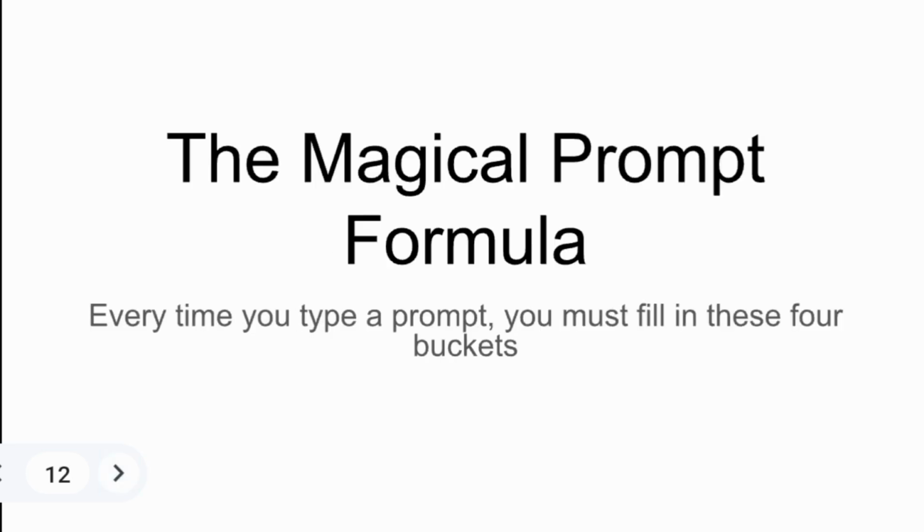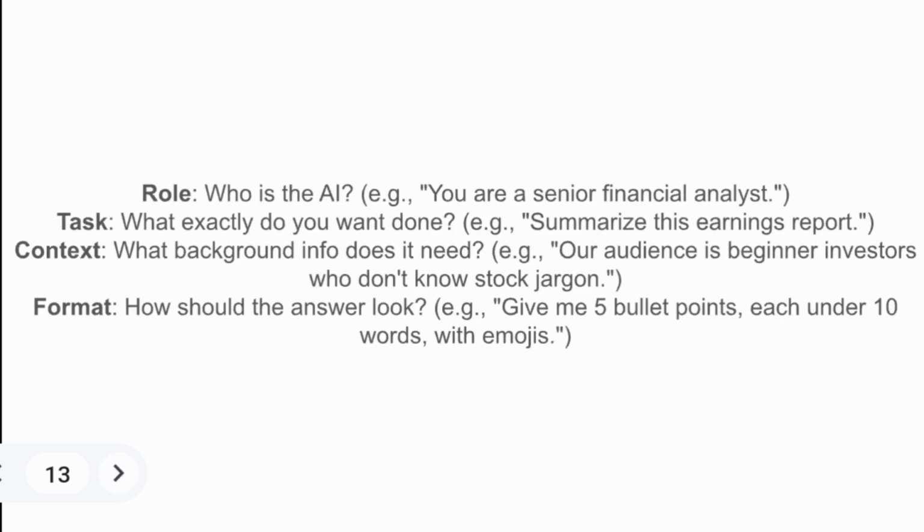And the magical formula. Previously, I told you that if you don't give a good enough prompt to AI, your output is so messy. The solution for a good prompt is the magical prompt formula. The magical prompt formula follows four core principles. First is role, second is task, third is context, and fourth is format.